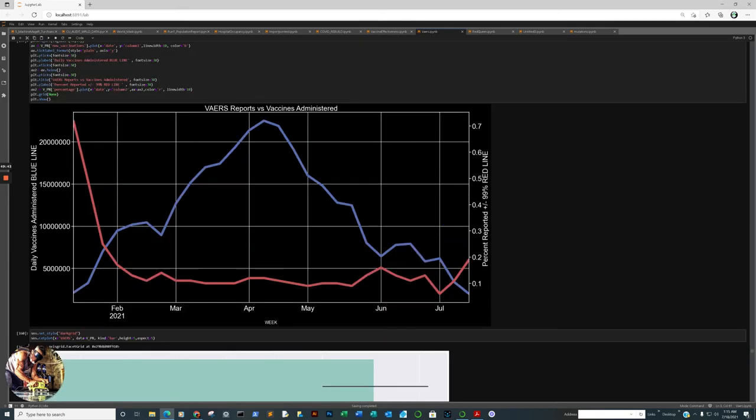Remember the hypothesis? This is the vaccines being administered. As it drops down, the percentage of that begins to rise. What was the hypothesis? The hypothesis was that as you begin to coerce individuals into being vaccinated that don't want to be vaccinated, for whatever reason, they could be immunocompromised or whatever it came down to be, you're probably going to start getting an elevated amount of vaccine adverse event reports.